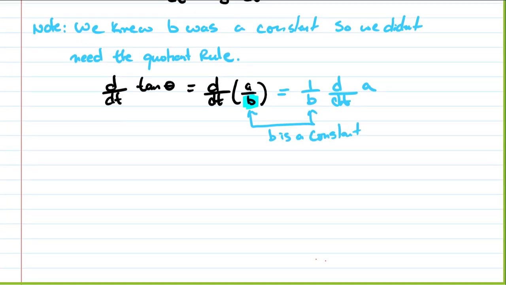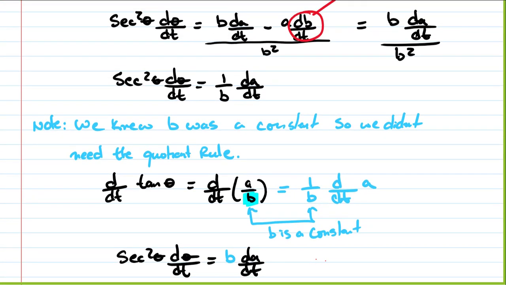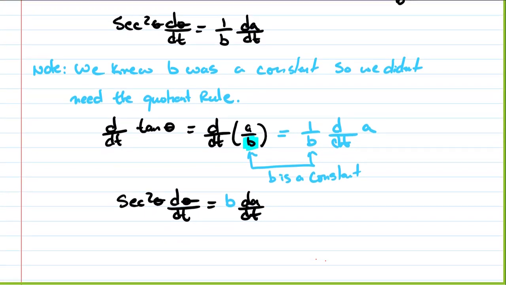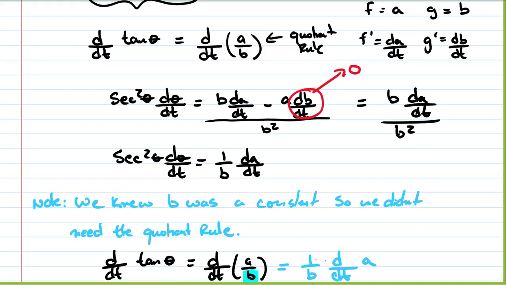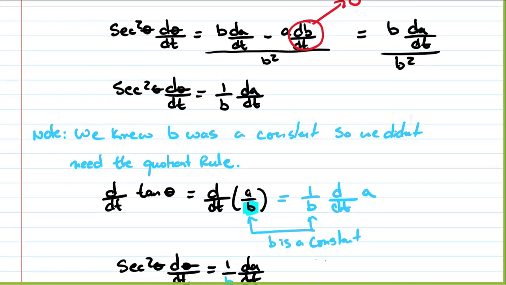So then when we take our derivative, we still get secant squared theta d theta/dt is equal to 1 over B. And then what's the derivative d/dt of A? Well, it's 1 times dA/dt. Well, notice, is that exactly the same thing we got after doing the quotient rule? And indeed, the answer is yes, right? We got the exact same thing because the derivative was 0.